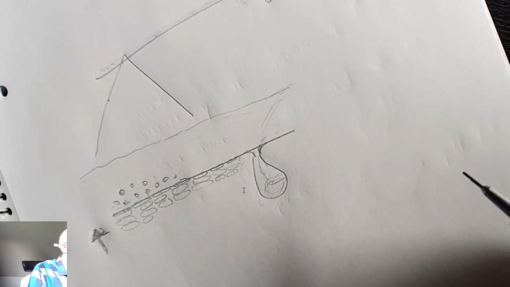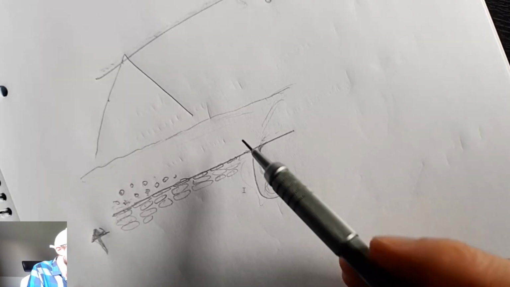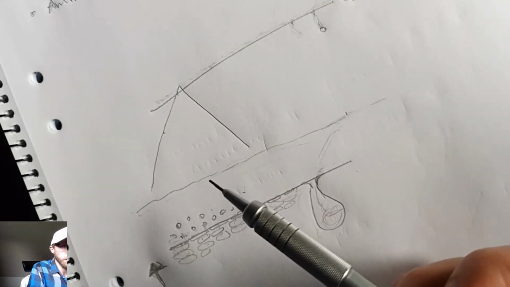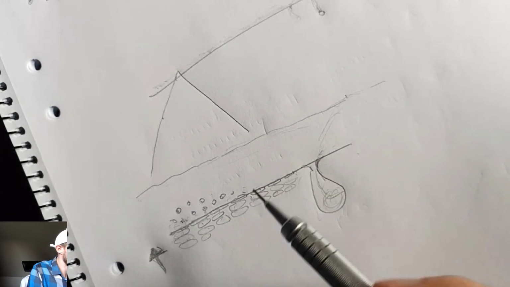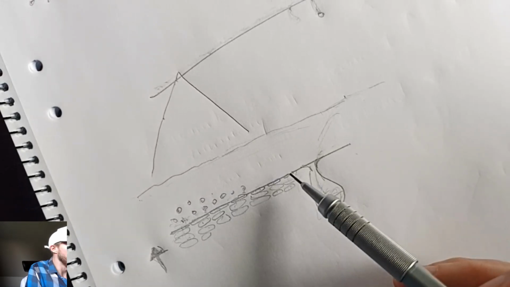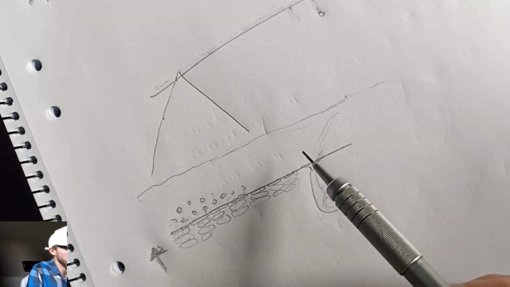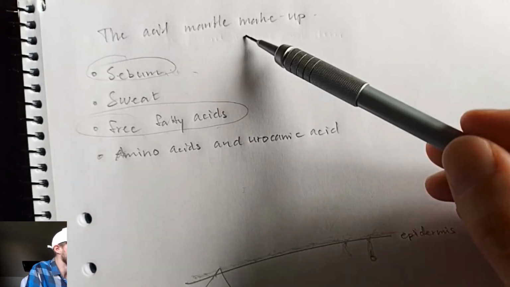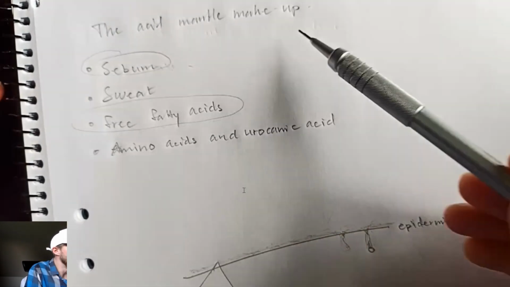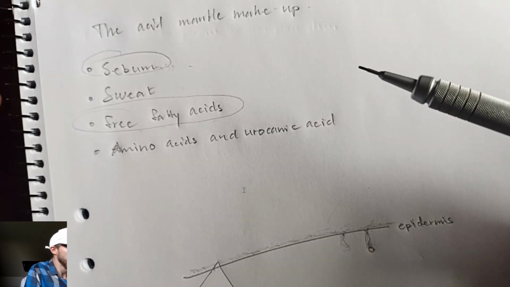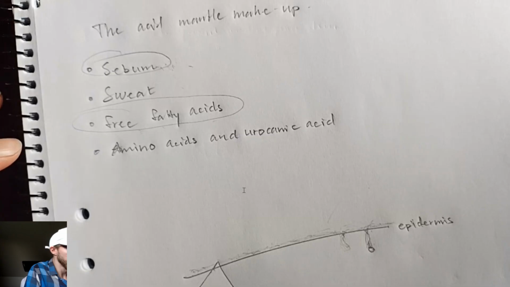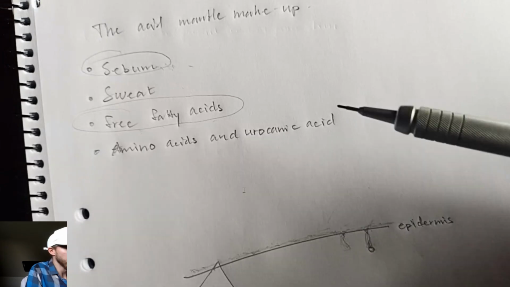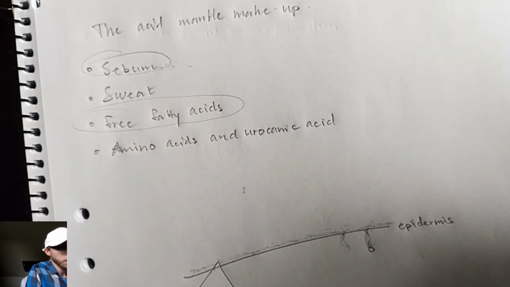So the sebum protects the skin from dehydration. It also protects these free fatty acids. And these free fatty acids contribute to the acidity of the skin. And the acidity of the skin is a part of the acid mantle. And the acid mantle you need because it protects your skin against unwanted bacteria, for example. And it has other functions as well, which I will talk about in other videos.